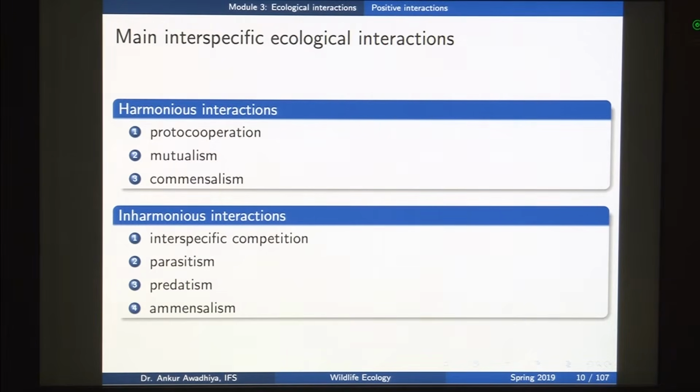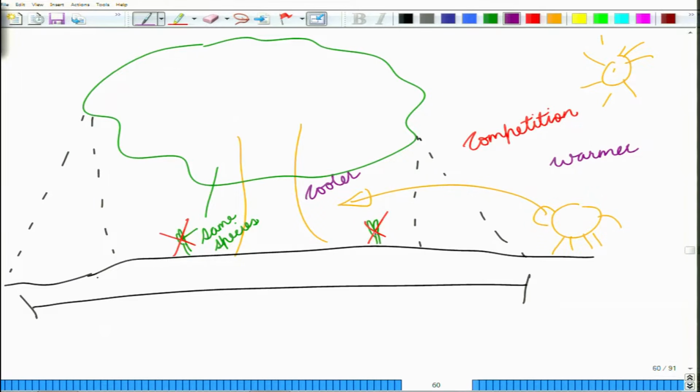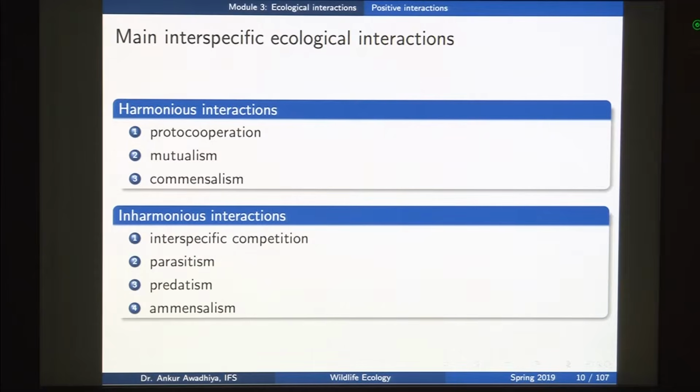So, in this case we have harmonious interactions, that is positive interactions in the form of proto-cooperation, mutualism and commensalism, and we will look at these in greater detail in this lecture. And inharmonious or the negative interactions, which are interspecific competition. Now, what do we mean by interspecific competition? In the case of our tree, if say this tree and this plant belonged to different species, then such a kind of competition, where this tree is not allowing this plant of a different species to prosper, to grow there, we will call an interspecific competition.